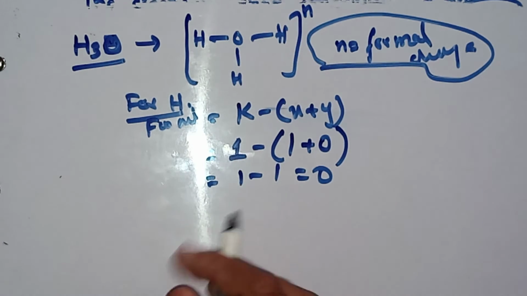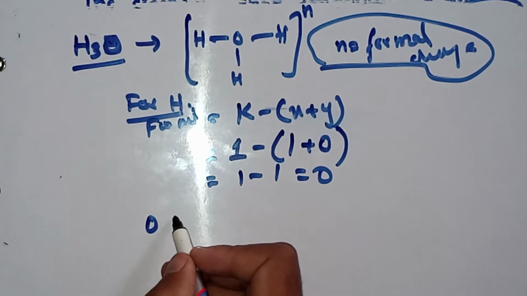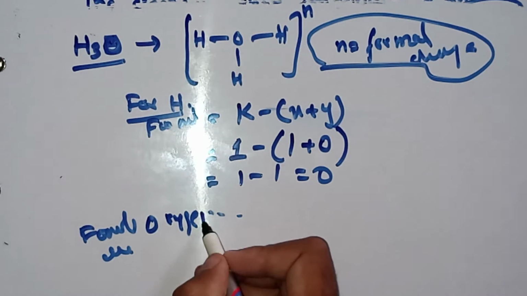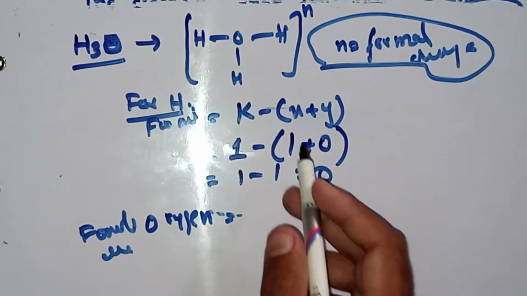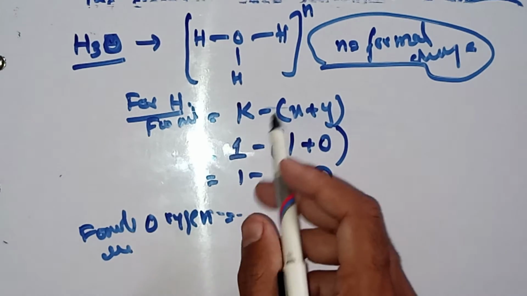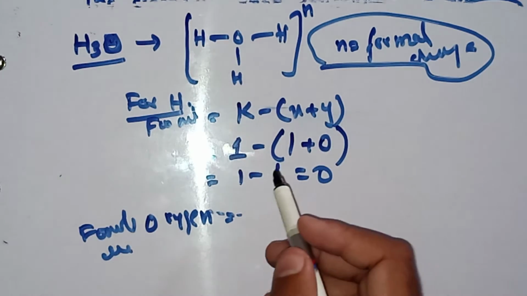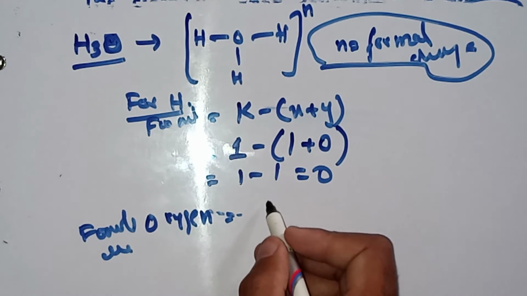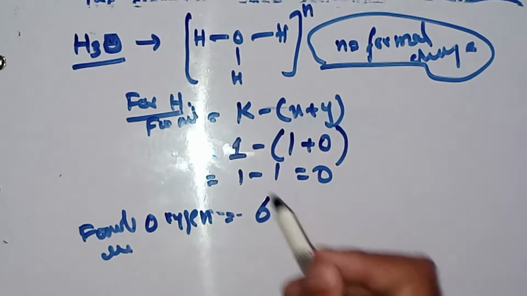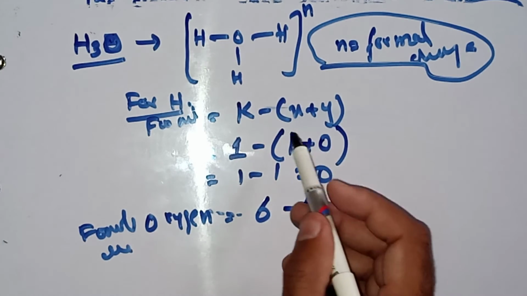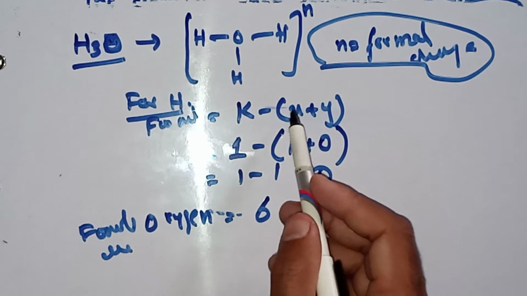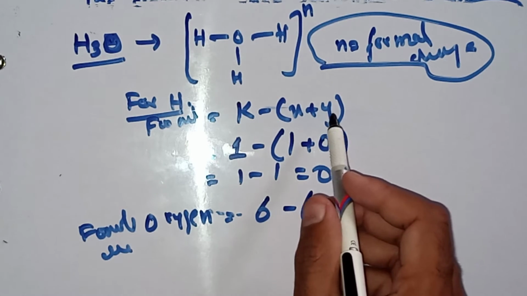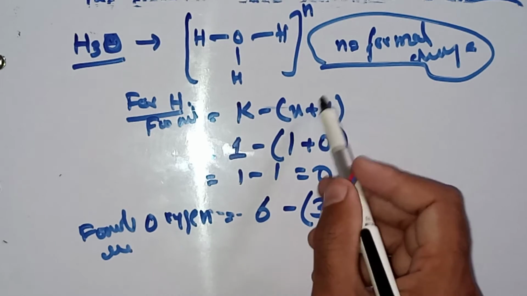So what is it for oxygen? The formal charge for oxygen is, according to the formula, K minus x plus y. K: oxygen is in group 6, which means it has 6 valence electrons in its valence shell, so the K value will be 6. Then 6 minus x, where x is the number of bonds oxygen formed. Oxygen formed 3 bonds, so it is 3, plus y, the number of non-bonding electrons.